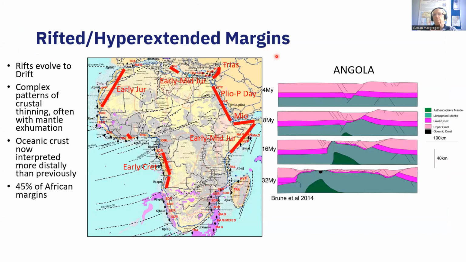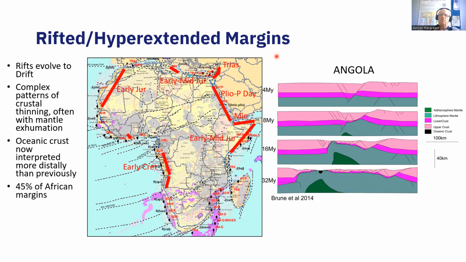Now let's go into the type of margins. We have three major types of margins. They are a spectrum between these three. None of them is purely one or the other.